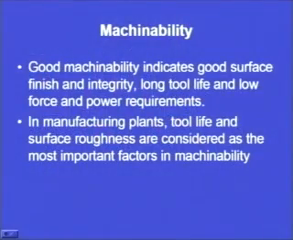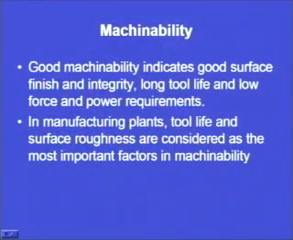So if for any material the power requirement or the force requirement is less, the tool life for machining that particular material is long, and the machining operation results in a very good surface finish, then we can very easily conclude that this material is easily machinable or has very good machinability.